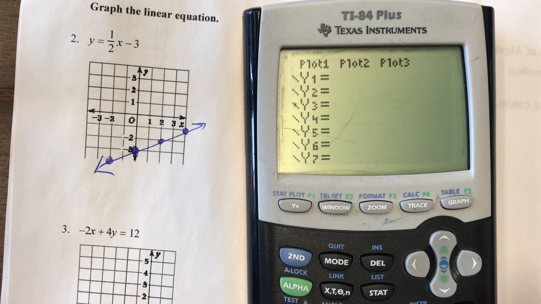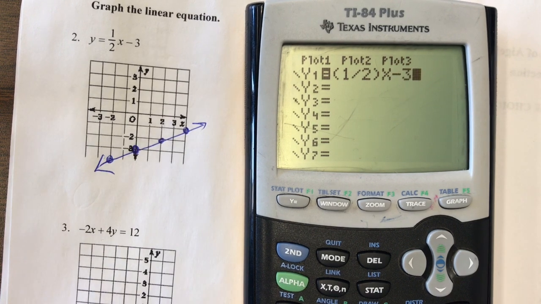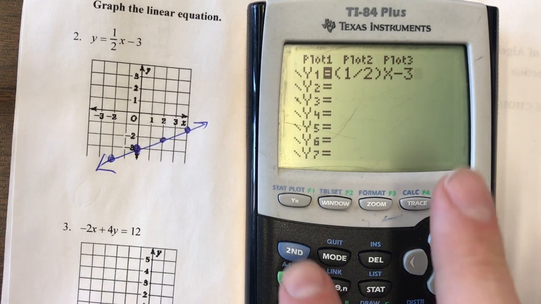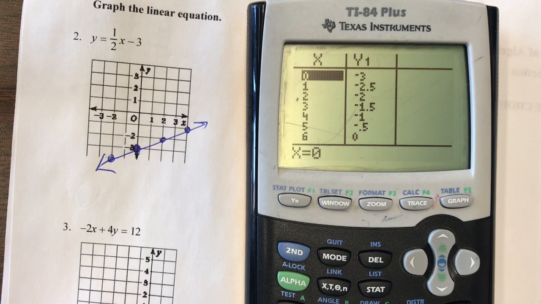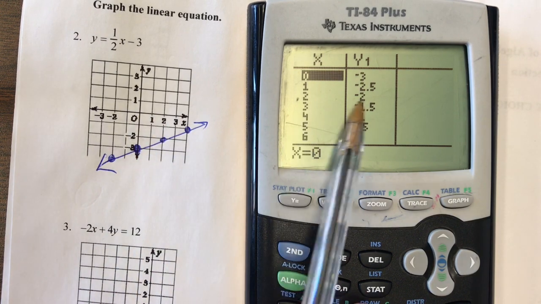Y equals 1/2, which is parentheses 1 divided by 2, close parentheses in a yellow calculator. X is x, minus 3. Hit second table to get a list of points. I can graph 0, -3. I can graph 2, -2.